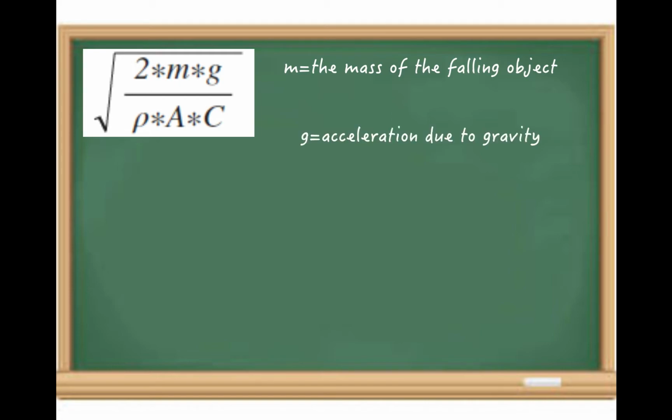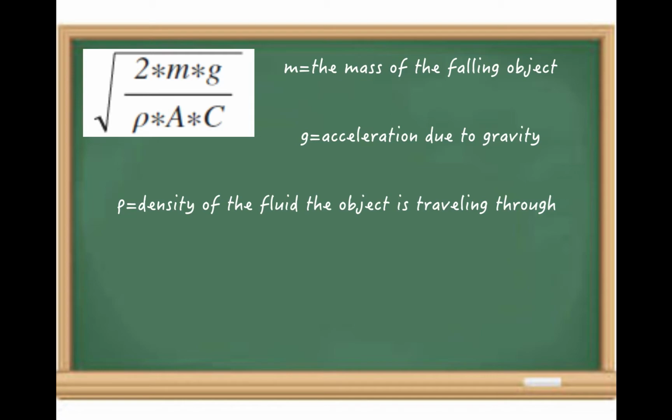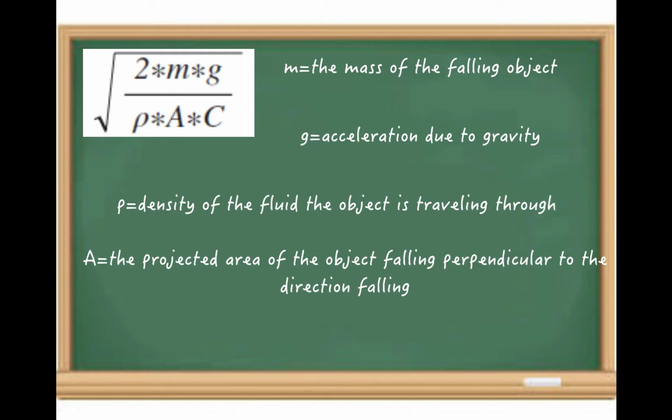G, acceleration due to gravity, in this case, Earth's acceleration due to gravity, p, or the Greek small letter rho, the density of the fluid the object is traveling through, in this case it's air, a, the projected area of the object falling perpendicular to the direction falling, in other words, my entire surface area when I'm in skydiver position, and c, the drag coefficient of the falling object.